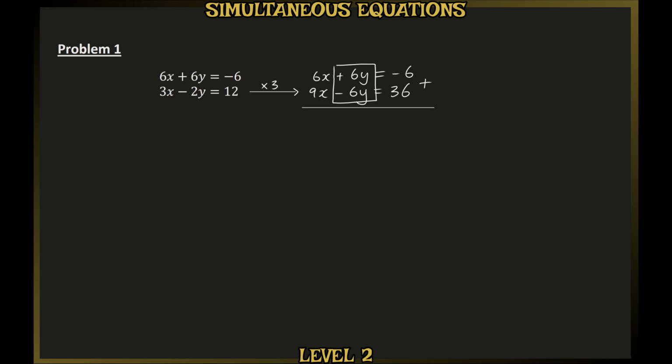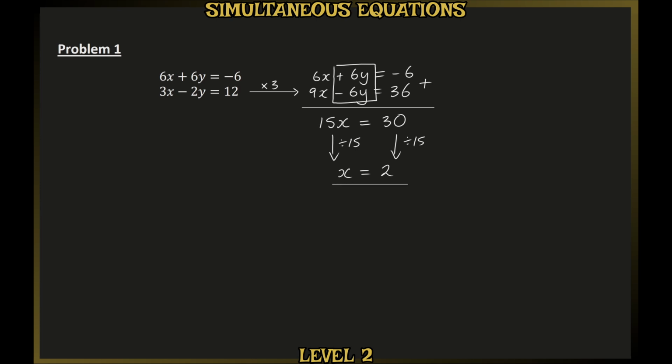So 6x plus 9x gives us 15x. The 6y and the minus 6y add to cancel out. And on the right, minus 6 plus 36 is 30. We now need to solve this equation to find the value of x. And we can do this by removing the times 15 in front of the x, by dividing by 15 and doing the same on the right. And on the left, the times 15 and the divide by 15 cancel out to leave us with x. And on the right, 30 divided by 15 is 2. So x equals 2 is the first part of our solution.